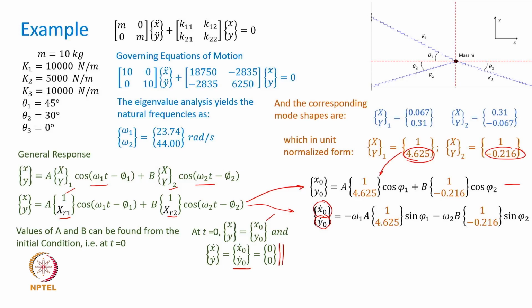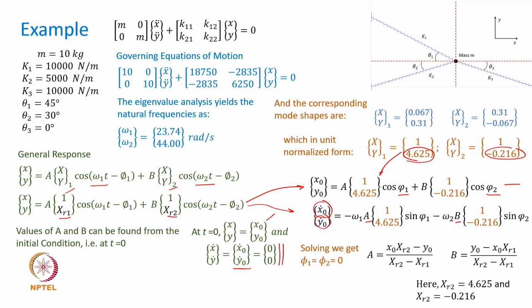When you do that, you can get the expressions for the unknown constants a and b, as well as phi 1 and phi 2. You can follow that process, and then you just solve these two equations. It is possible to show that phi 1 and phi 2 both will turn out to be 0, and a and b will have expressions which are given by this.